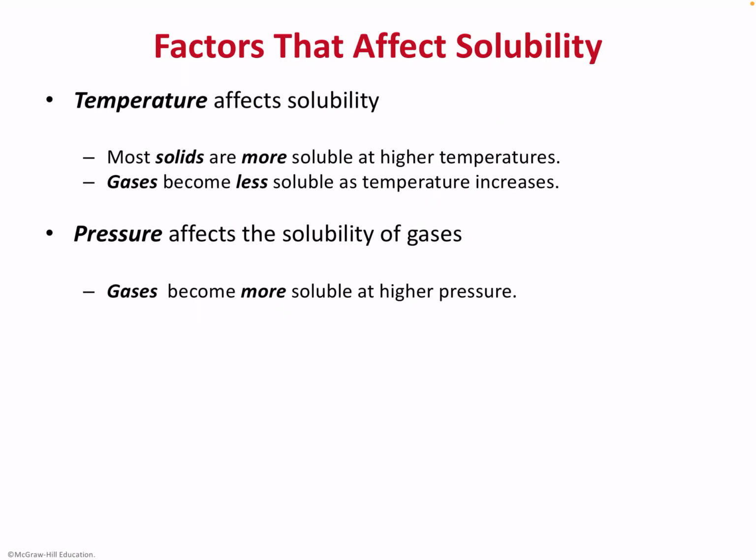Factors that affect solubility. Temperature affects solubility. If you have a very low solubility at room temperature, by increasing the temperature or giving heat, you can make that solid dissolve in water. Most solids are more soluble at higher temperatures. Gases become less soluble as temperature increases. They try to escape from the solvent that we try to make them soluble in.